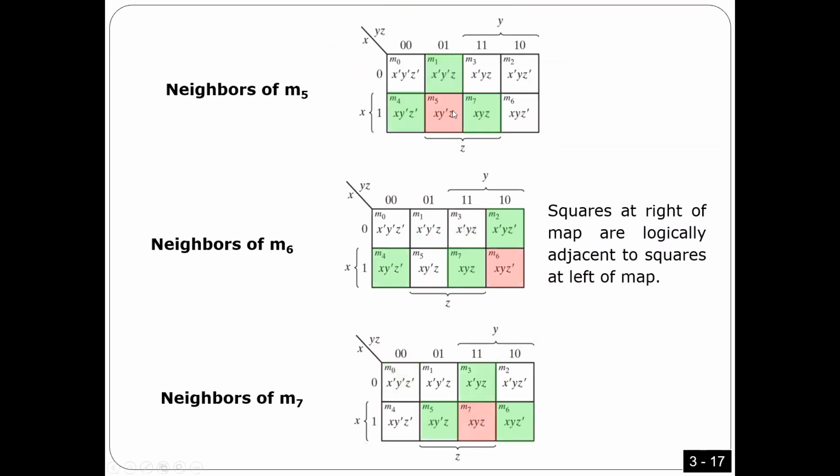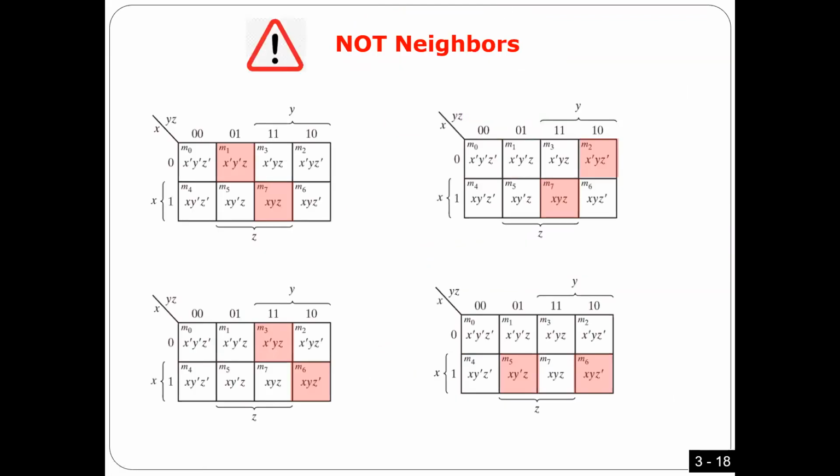Let's look at this one here again. This one is a neighbor to this one, a neighbor here, a neighbor here. This one here, one neighbor, and then this neighbor here. This one here, neighbor here, neighbor here, neighbor here. Remember, every square has 3 neighbors. Who are not neighbors?